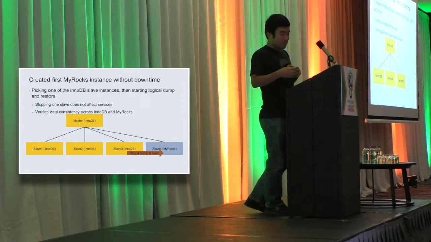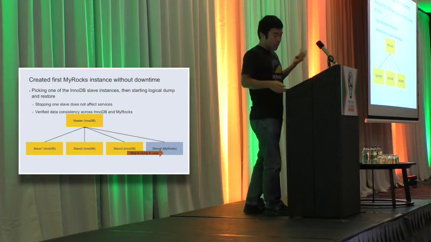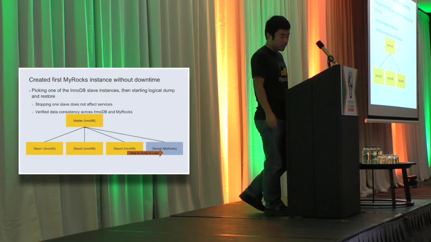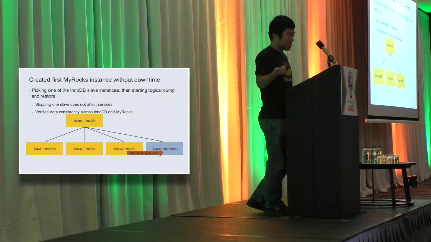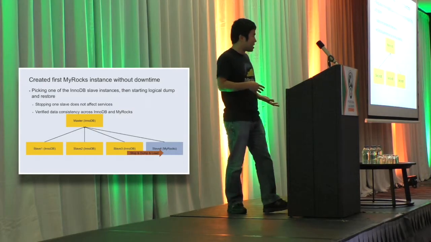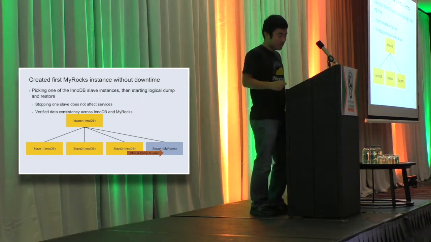So first was creating a fast MyRocks instance without downtime. We had one InnoDB master and 4 InnoDB slaves in our main UDB database, and picked one InnoDB slave instance, then started a logical dump by mysqldump, then restored it in the MyRocks database.